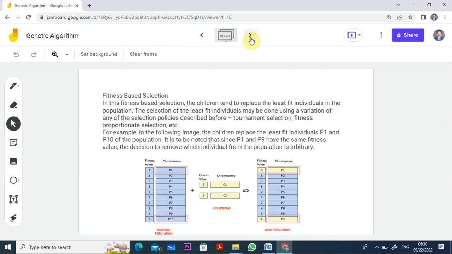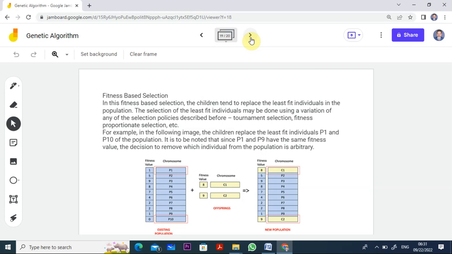Okay. Then the fitness based selection. In this fitness based selection, the children tend to replace the least fit individuals in the population. Are you getting it now? Then the selection of these least fit individuals may be done using variations of any of the selection policies described below. You can go for tournament selection, or you can go for fitness proportion selection. Based on that we select.